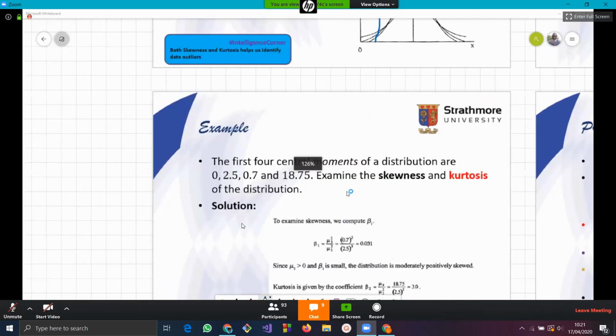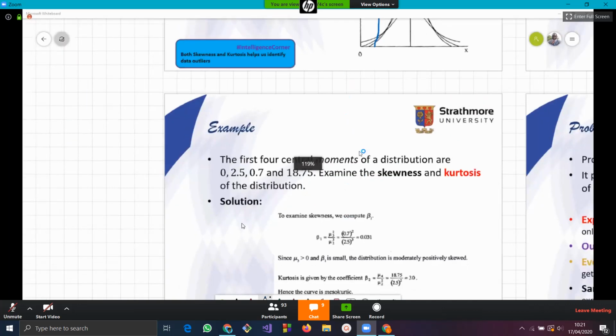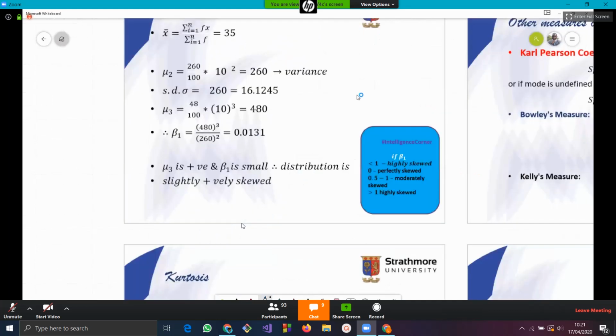Okay, so this is the formula for getting skewness. The third moment squared divided by the second moment cubed. Anyone who has beta 1?